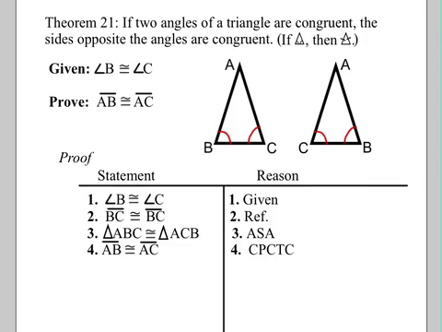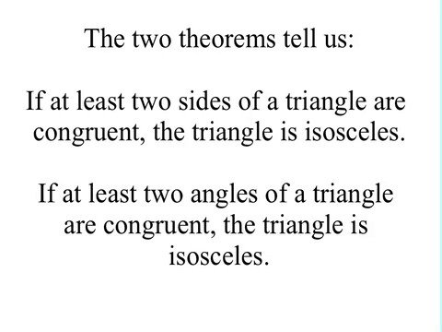And here's my completed proof, and you'll notice the biggest difference is in step 3. The reason the mirror imaged triangles were congruent was ASA, and in the first theorem, the reason was SSS. Among the things that these two theorems tell us is, if at least two sides of a triangle are congruent, the triangle is isosceles, and if at least two angles of a triangle are congruent, the triangle is isosceles.